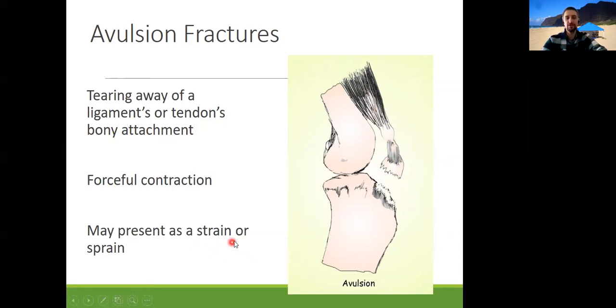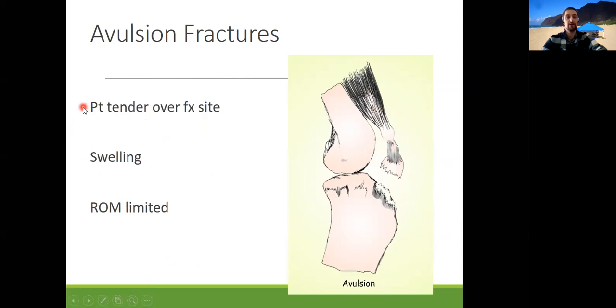You gotta be careful that you don't mistake it for a strain, because these are typically in hips or knees of younger athletes, adolescents. They're going to be point tender, there's going to be some swelling, the motion's going to be limited, and it might only feel good to totally shorten the joint because it'll push the fracture back into place.